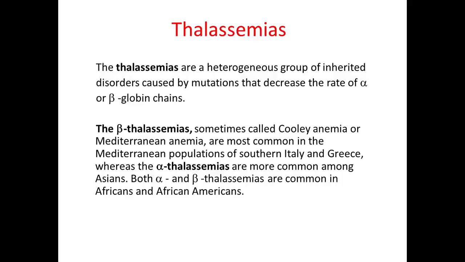Thalassemias. The thalassemias are a heterogeneous group of inherited disorders caused by mutations that decrease the rate of alpha or beta globin chain synthesis. Beta thalassemia, called Cooley anemia or Mediterranean anemia, is most common in Mediterranean populations of Italy and Greece. Alpha thalassemia is more common among Asians. Alpha and beta thalassemia both are common in Africans and African Americans.